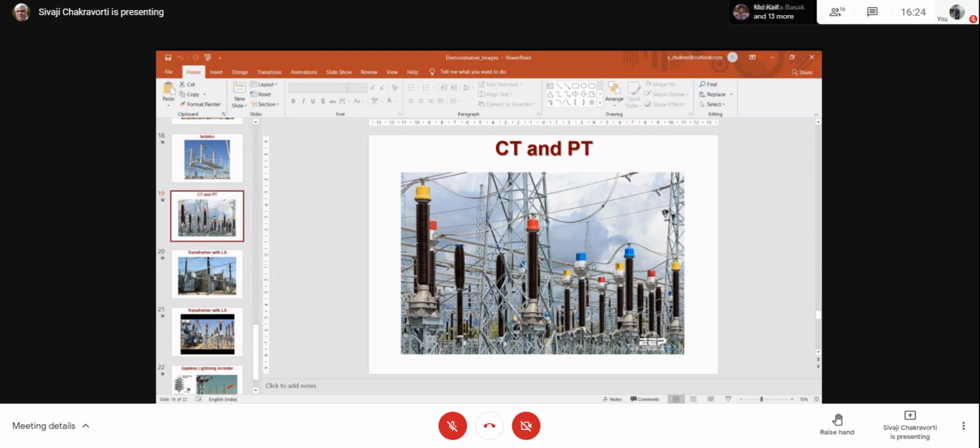So look at it. If there are two terminals, one going in and one coming out, it should be a CT. And if you find that there is only one terminal at the top, so it's a parallel connection, it should be a PT. That's how we identify CT and PT. Any power engineer knows it, but since you are third year students, I want to tell you that these are the practical things.